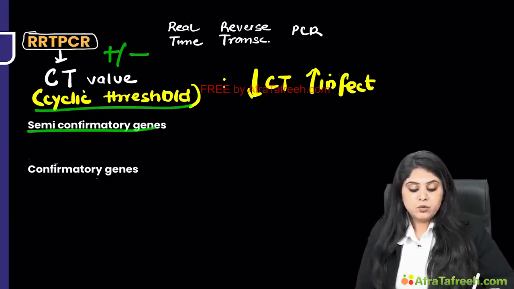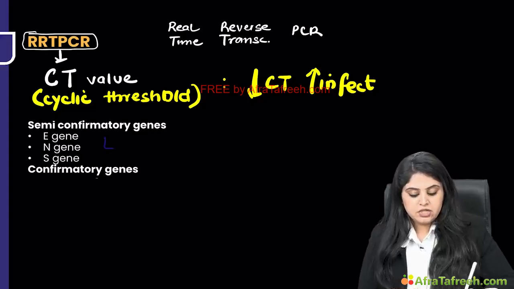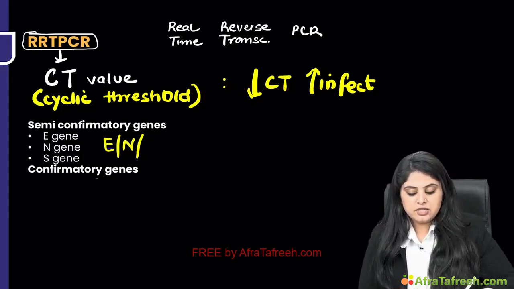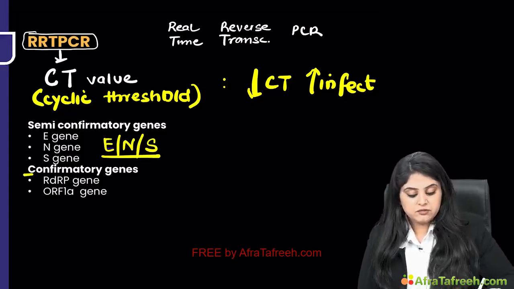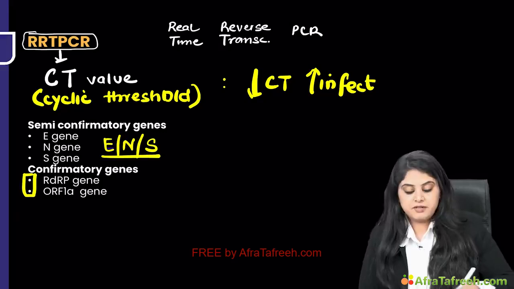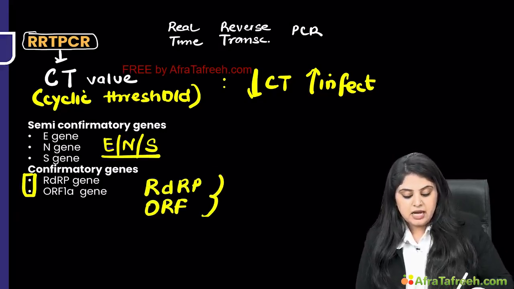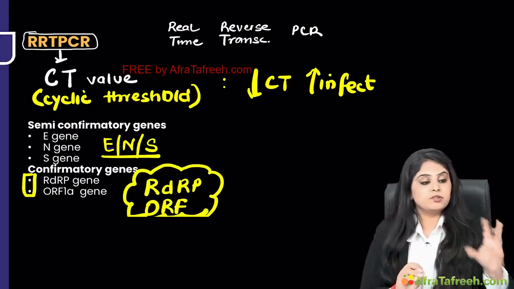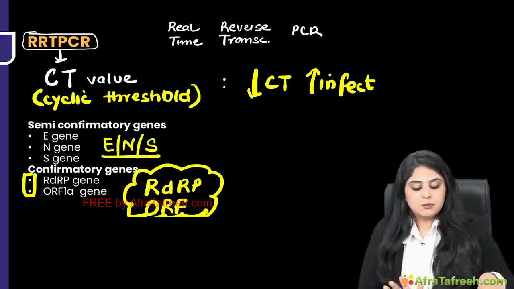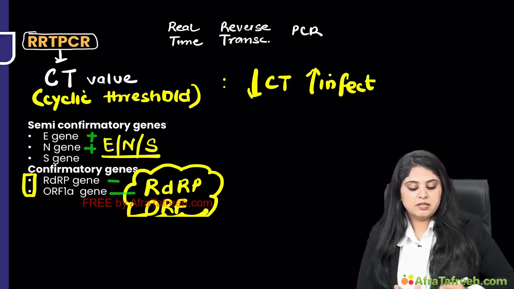Then they also told you what genes were tested. So the genes that were E, N and S gene, these are semi-confirmatory genes. Whereas the confirmatory genes were RDRP and ORF1. Just remember, at the end of the report, you had to see RDRP and ORF1 because, you know, some of the labs were good. They said positive hai ya negative hai, clear cut. Some of the labs said E gene is positive, N gene is positive, but RDRP is negative, ORF is negative.